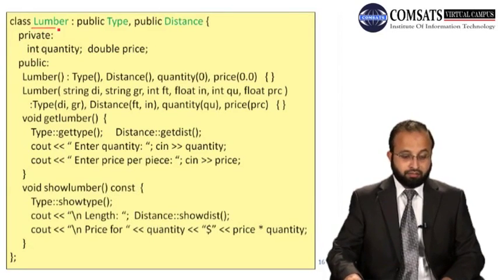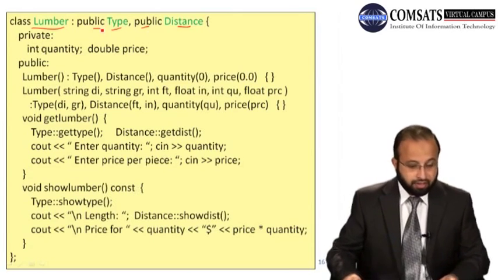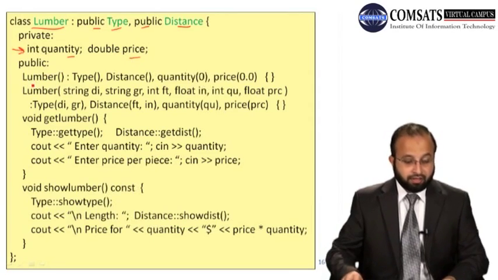So this is the lumber class. The name of the class is lumber, which is inherited from a type class and a distance class, and the type of inheritance is public and public. This means that an object of the lumber class can call the public functions of the distance and type classes, right? The 2 private data members in the lumber class are quantity and price.